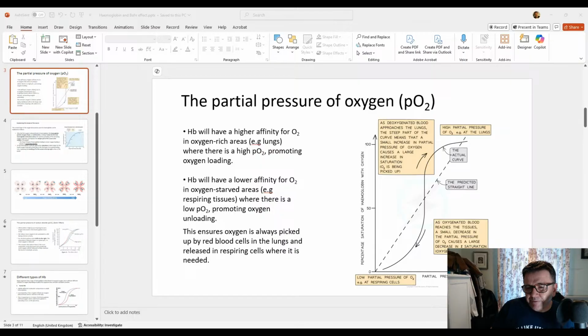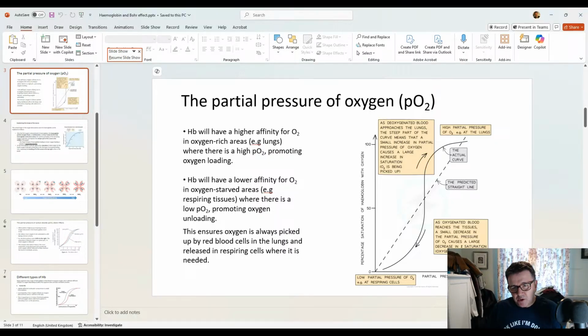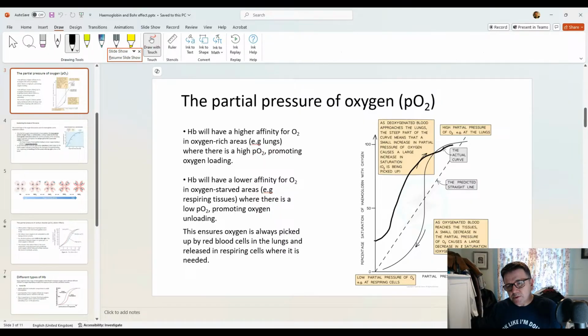So if, for example, an animal is highly adapted to living at high altitudes with very little oxygen, you might find that the curve would be more to the left, because at lower partial pressures they pick up more oxygen. There's a higher oxygen saturation, and also it can pick it up faster as well.